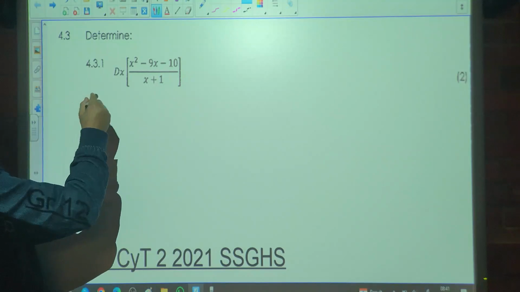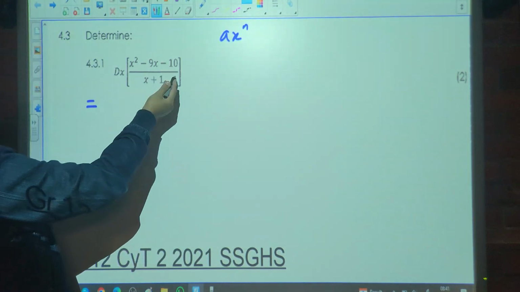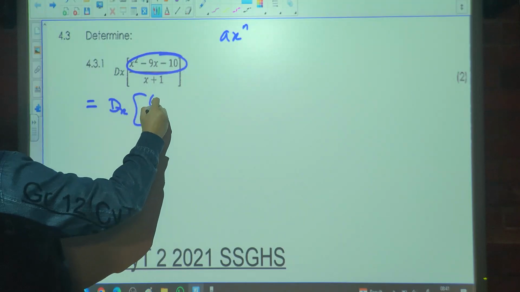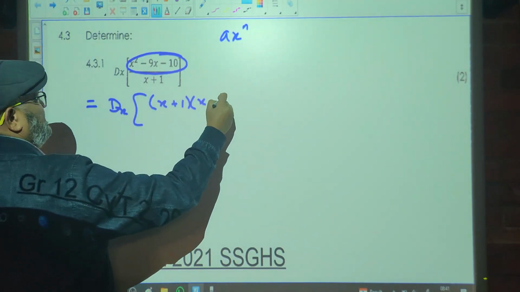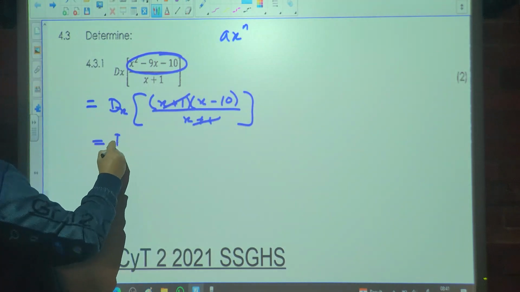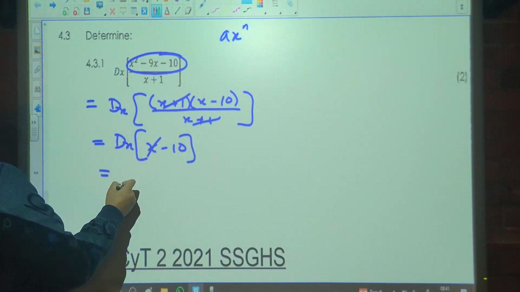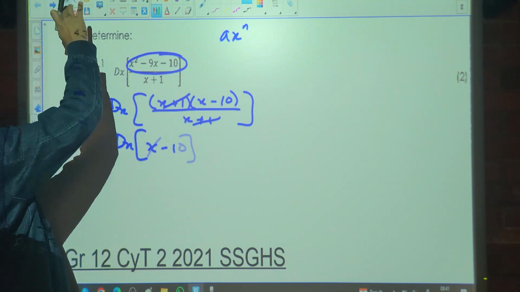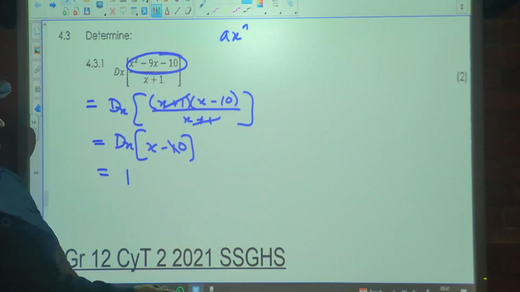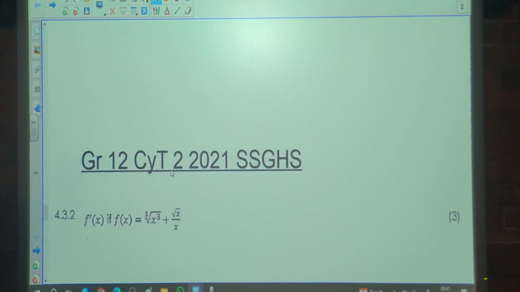Okay, but anyway, so as we know, we must get it in the form of ax to the power n. So it's not in that order. So what I must do is I'm going to factorize that first, d of x will be x plus 1 into x minus 10 over x plus 1. That cancels, leaving you with d of x equals x minus 10. Apply the derivative, that will fall away. No, that won't fall away. Apply the derivative of x, of course is 1, derivative of a constant falls away. The answer is 1. Next one.